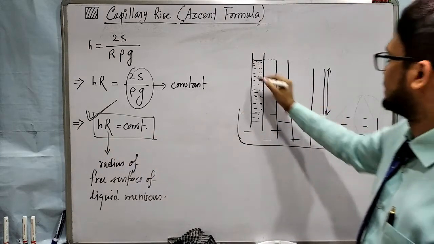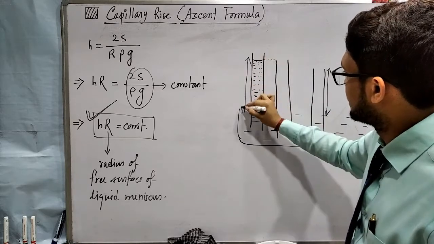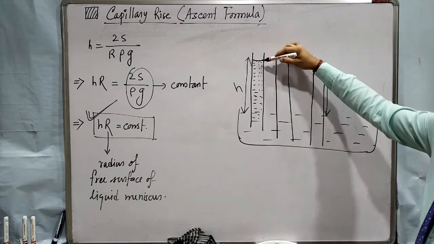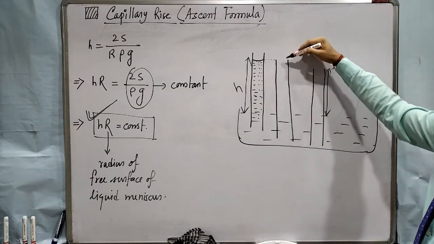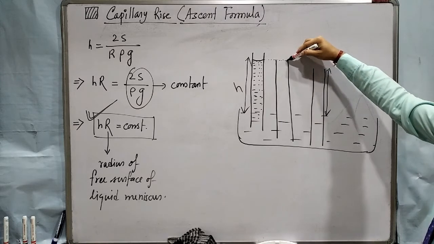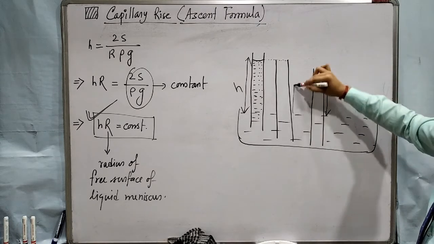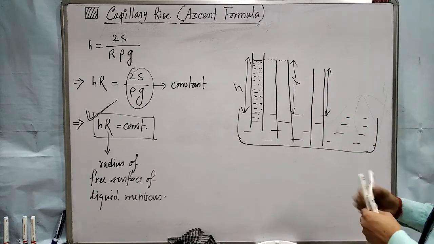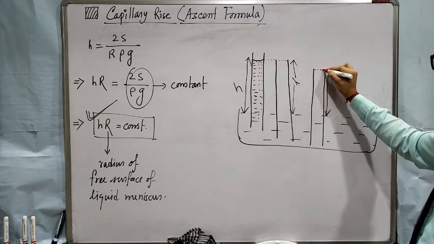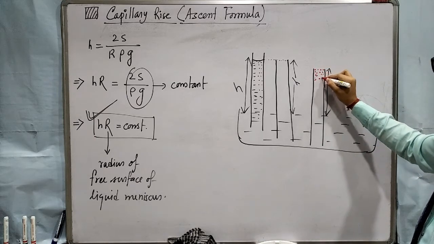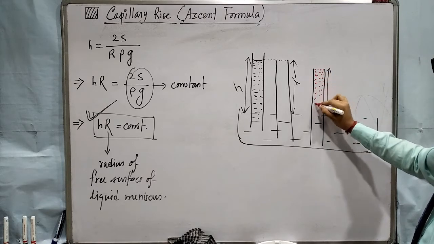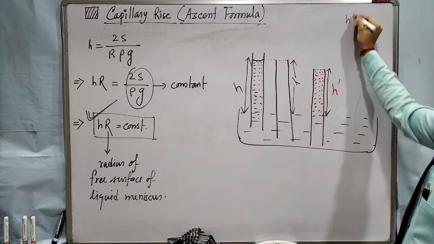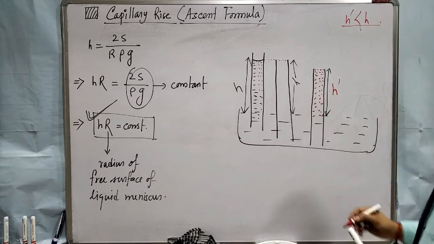H is decreasing. This was the initial H. In this case, it has not reached the top of the capillary tube. In this case, it has reached the top of the capillary tube. In this case also it is H. But after that, when I am dipping it more, the height of the liquid column is decreasing. Now it is H prime, where H prime is less than H.